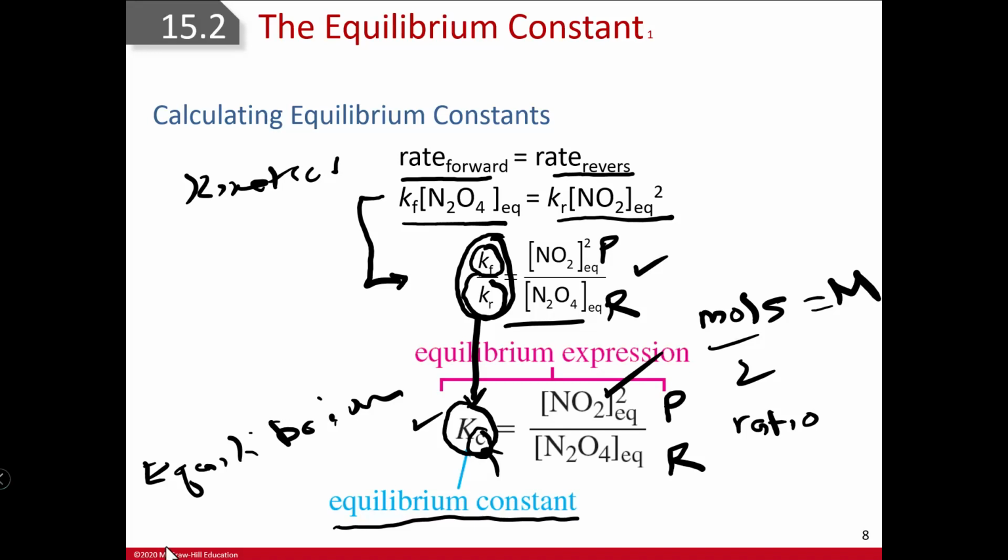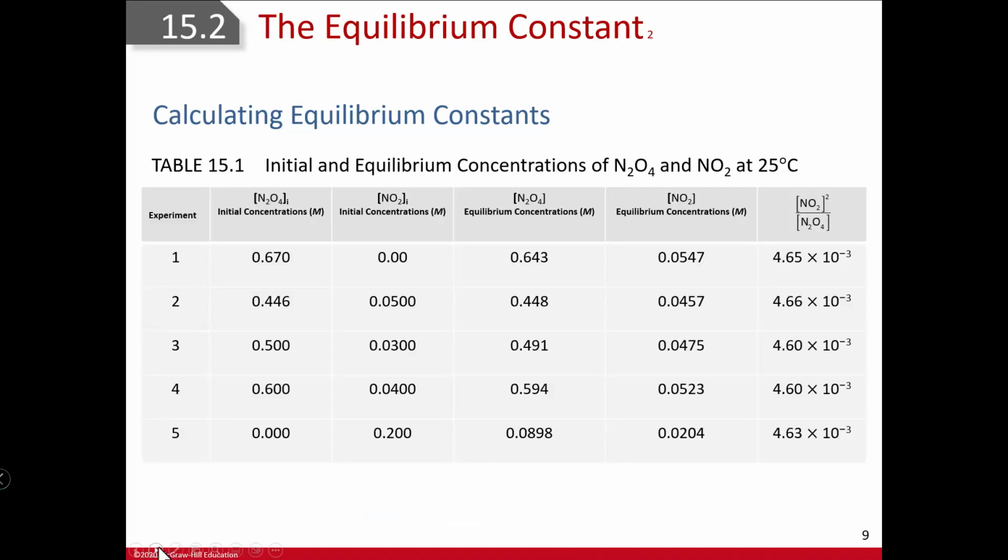So the simplest problems that you're going to have on this is, just write an equilibrium expression, and it is actually the concentrations of the products, each to its stoichiometric coefficient, divided by the concentrations of the reactants, each to its stoichiometric coefficient. So we'll see that in a minute.